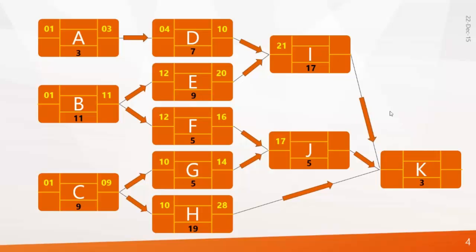Sorry, I understood: we actually didn't calculate the early finish of I and J. Similarly, 21 plus 17 minus 1 makes 37. J is 21. Now what about K? K will wait for 37, 21 and 28. The greater value is 37, so the K start date becomes 38. And the finish date of K becomes 38 plus 3 minus 1, which makes 40. That means this project can be finished by day 40. So this is the project finish date.